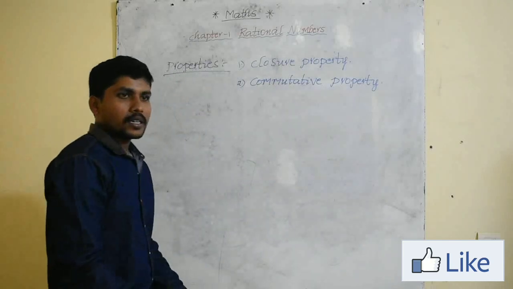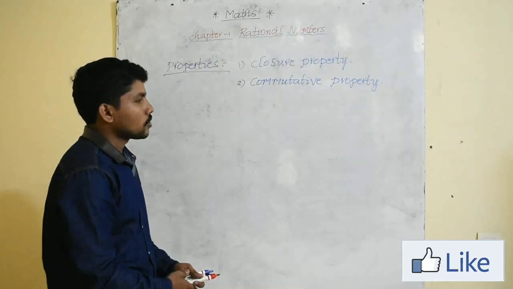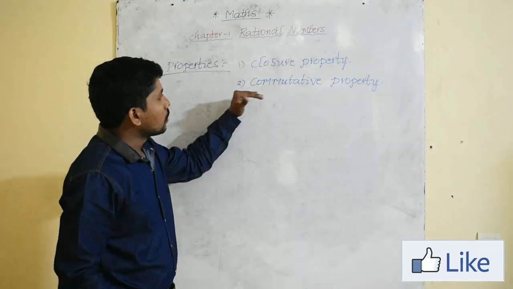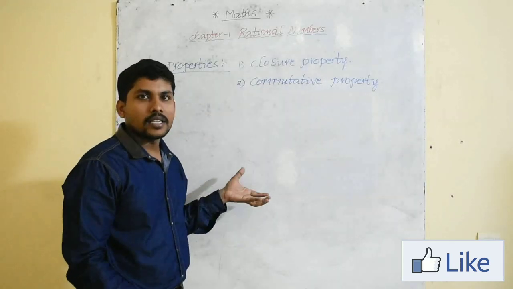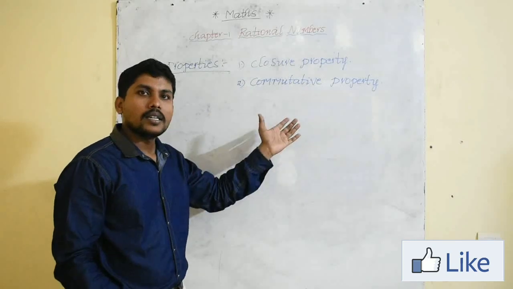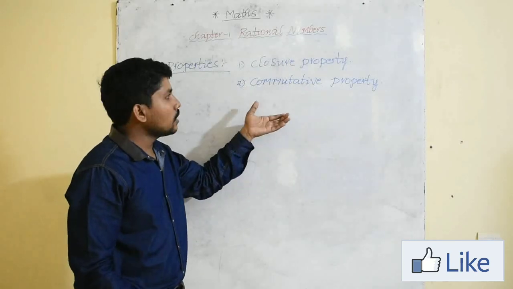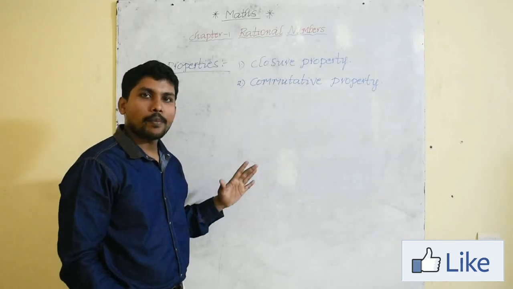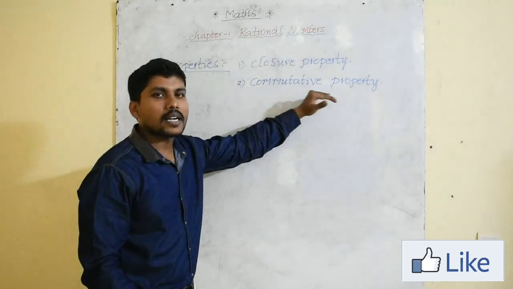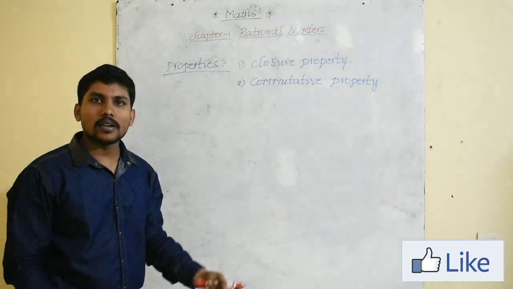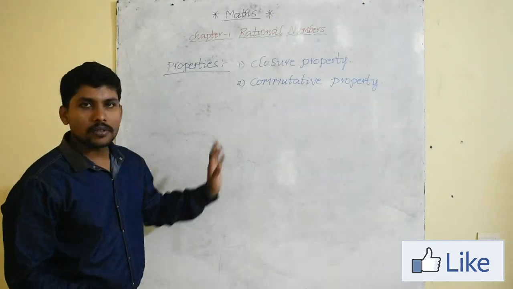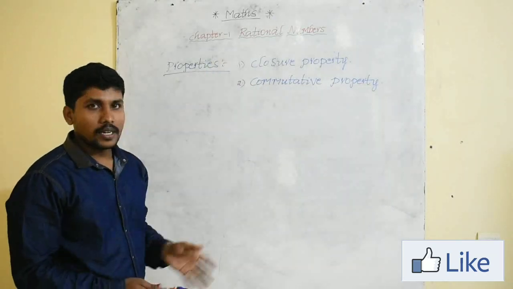So under this commutative property, what it says is, if you change the order of the numbers on any binary calculation, the result obtained will be the same. Then we can say it is satisfying the commutative property. So let us see all four binary operations under commutative property for rational numbers.